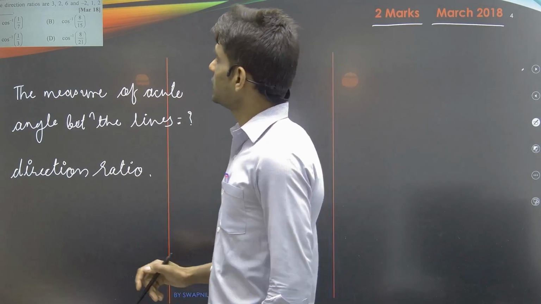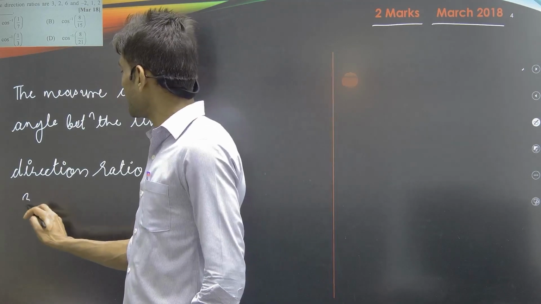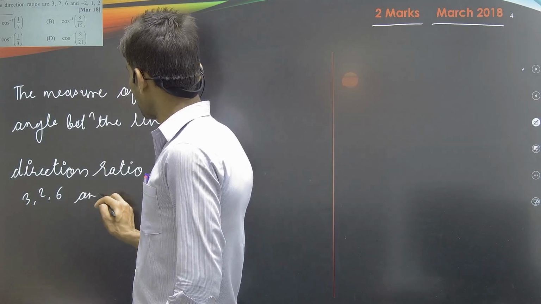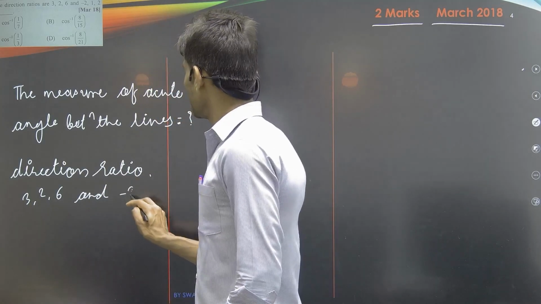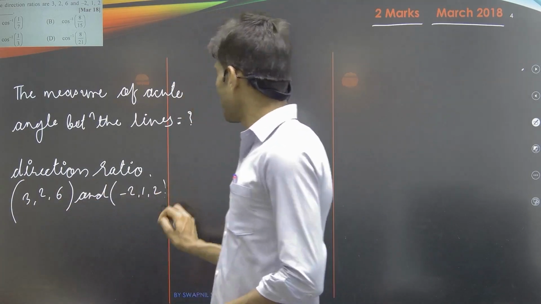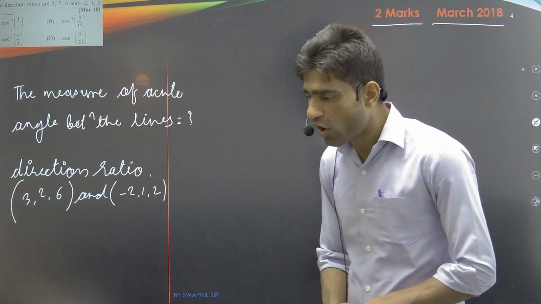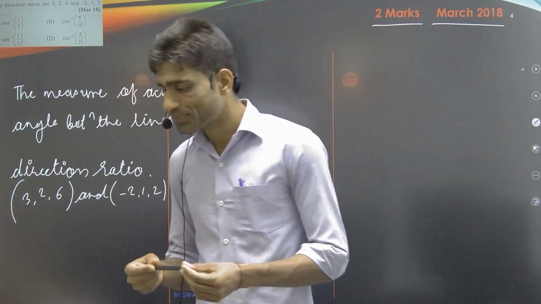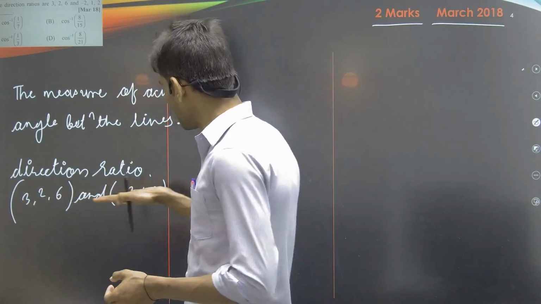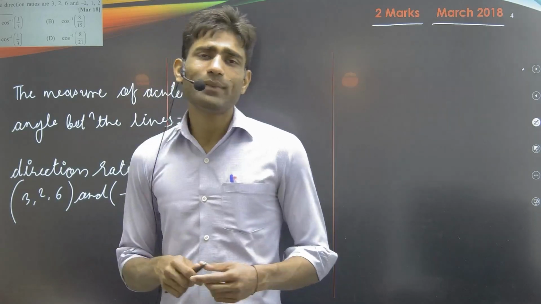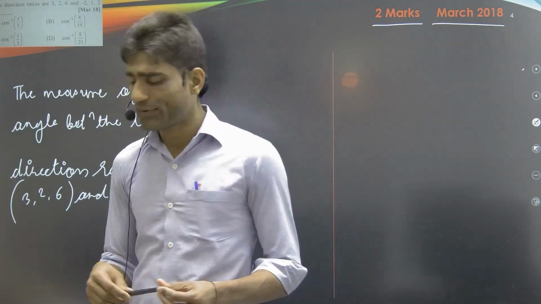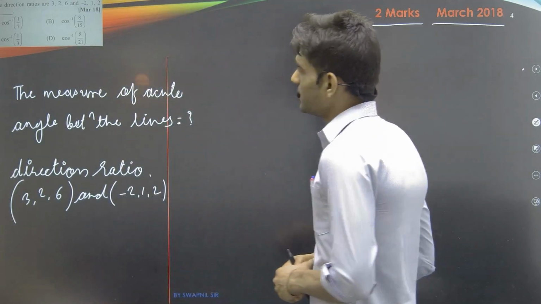The direction ratios of the lines are 3, 2, 6 and -2, 1, 2. These are the direction ratios given in our example, and we want the measure of the acute angle between the lines. First of all, we consider these as a1, b1, c1 and a2, b2, c2, and for finding the measure of the acute angle we will use one standard result for cos theta.